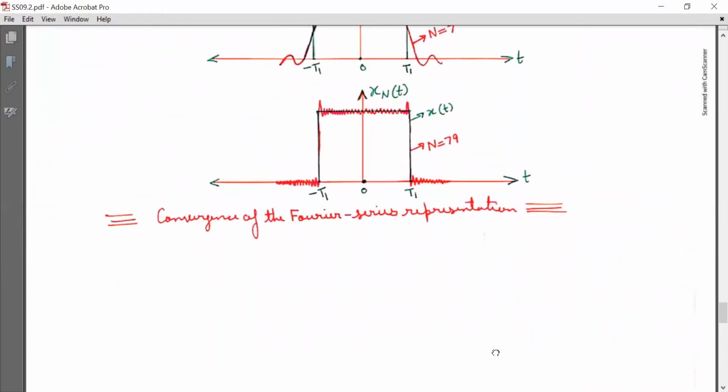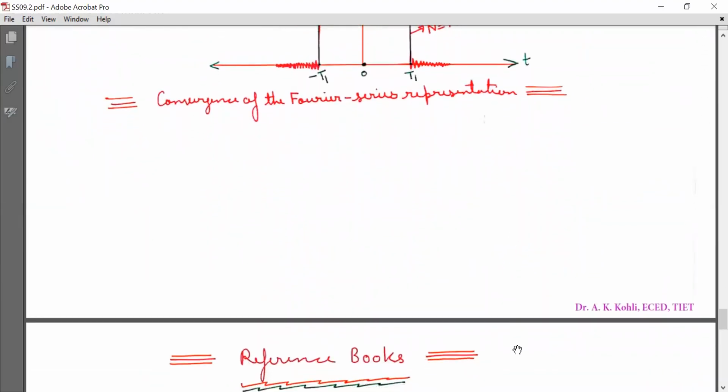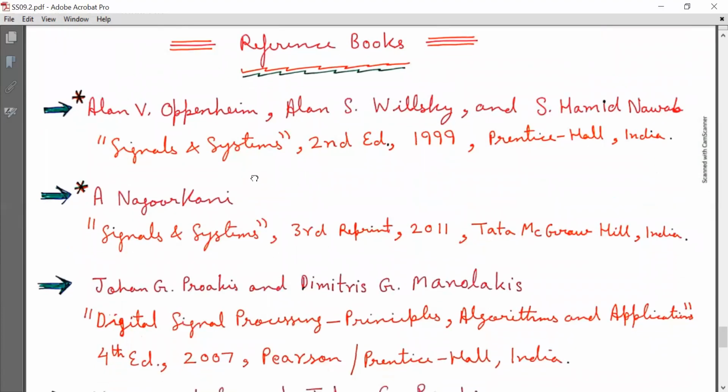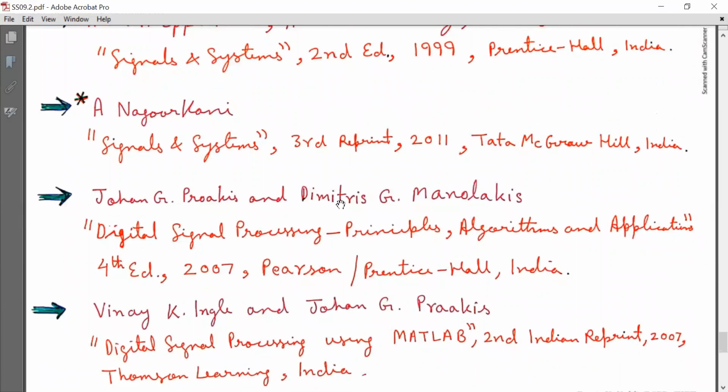Now I think that's all for the day. I finish my lecture here. These are the reference books. This first book is your textbook, that is Signals and Systems by A. V. Oppenheim, A. S. Willsky, and S. H. Nawab. And you can consult other 3 reference books also. And the main reference book is Signals and Systems by A. Nagoorkani.